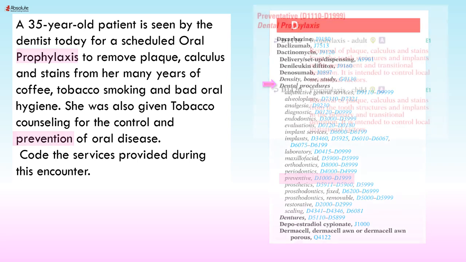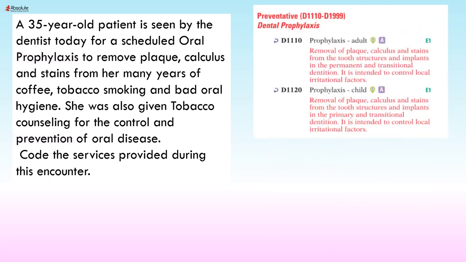So first things first, under preventive, dental prophylaxis. We have two codes to choose from. One is for adult and one is for child. And obviously this patient is 35 years old, so we're going to use D1110 for prophylaxis for adults. And that's exactly what we need. So great job, everybody, if you got that right. But what else is missing here?